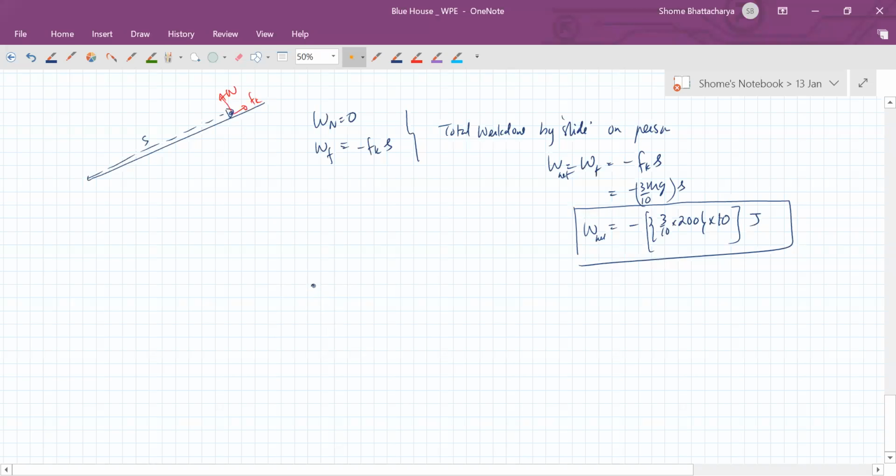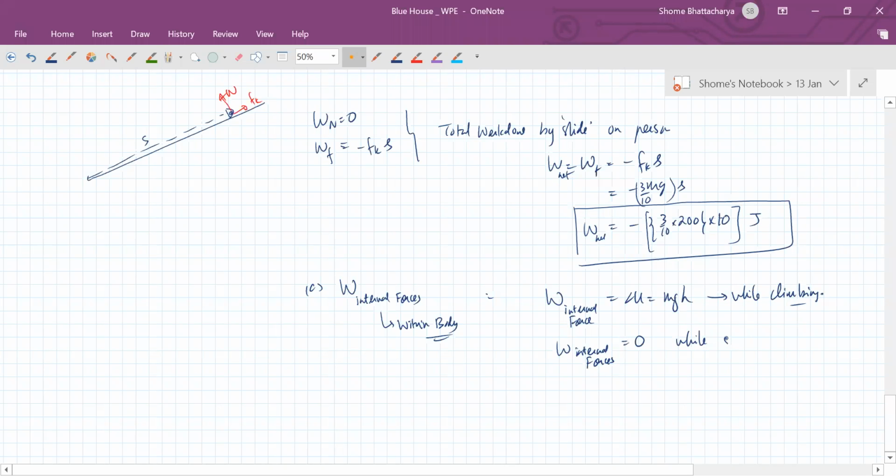Now, next thing, total work done by internal forces within the body of the person. Work done by the internal forces equals delta U equals mgh while climbing, and work done by his internal forces is equal to zero while sliding down. So the net work done will become the sum of these two, so that will become mgh. So this is clear.